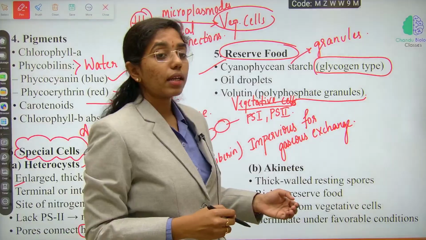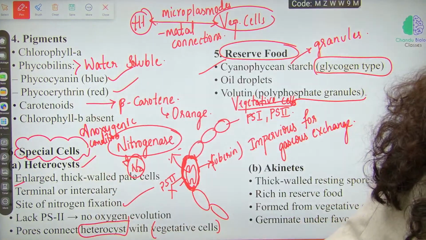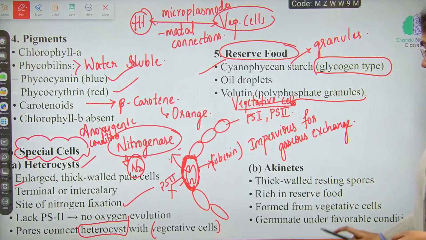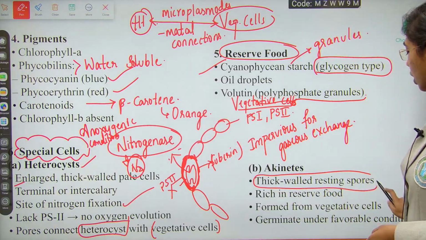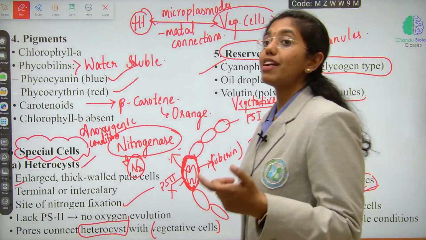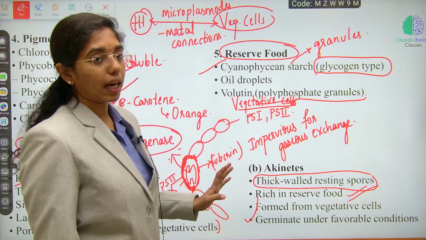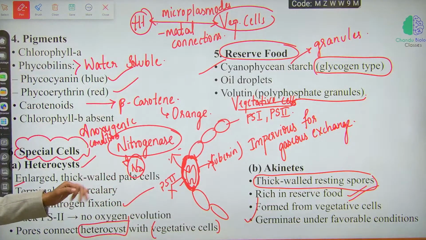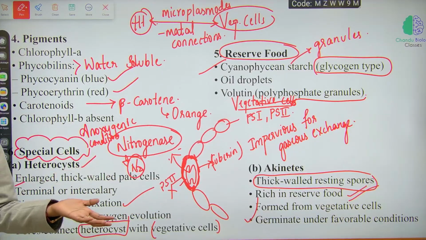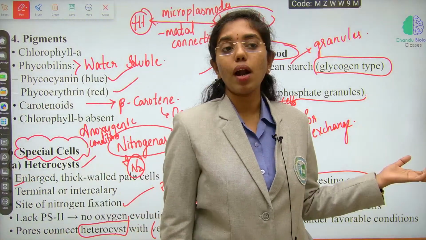Now about akinetes. What are akinetes? These are thick walled resting spores which are rich in some reserve food material. They are formed from vegetative cells only. They will germinate under favorable conditions. Whenever favorable conditions resume, they will germinate into a new BGA. During unfavorable conditions, they will exist as thick walled resting spores.